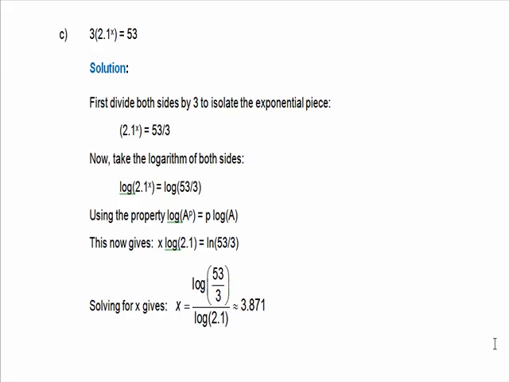Again, in the back of the book, they might actually write the log of 53 divided by 3 as the log of 53 minus the log of 3. Either way would be acceptable. When you put it in your calculator, either way you should get the same answer. Just be careful with your parentheses.